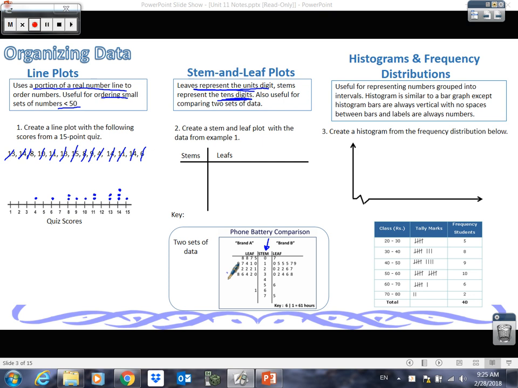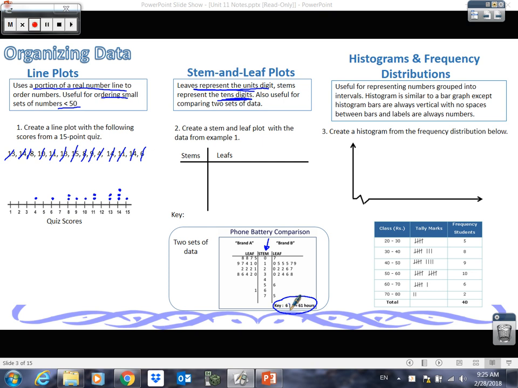Okay, so notice also how they have a key down here. You're going to need to put a key with yours as well. What number do you pick? Whatever number you want. They chose to pick 61. Why? I don't know. They just picked 61. You can pick whatever number you want. And then you say, what does that equal? What does 6|1 mean? It means 61 hours, because that's what this data was about, hours. So that key, you choose whichever number you would like.